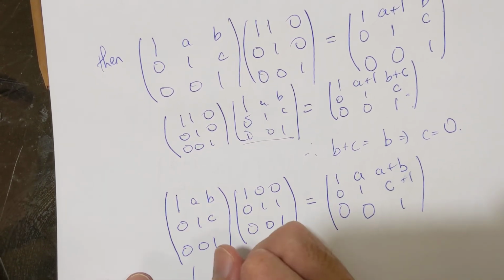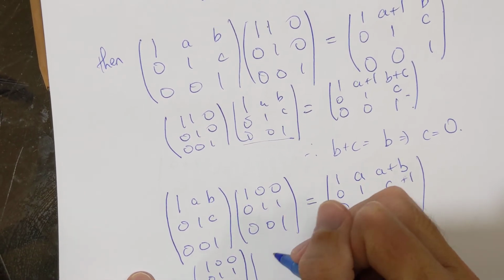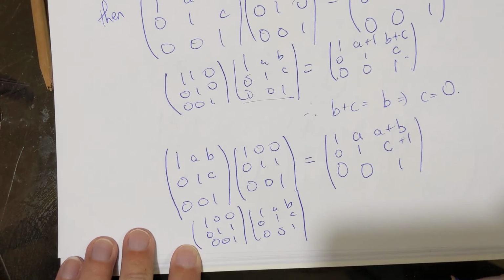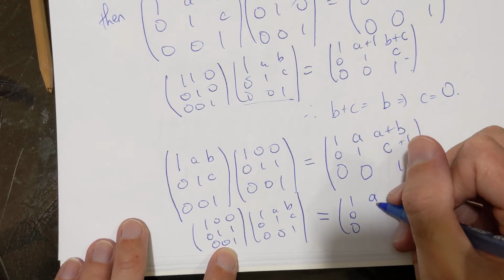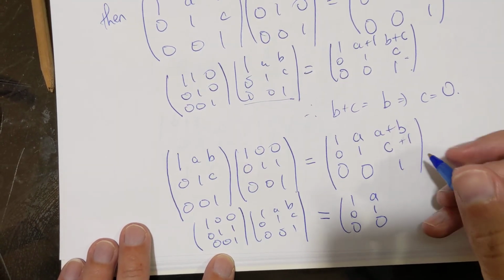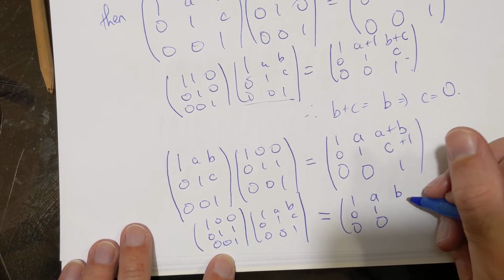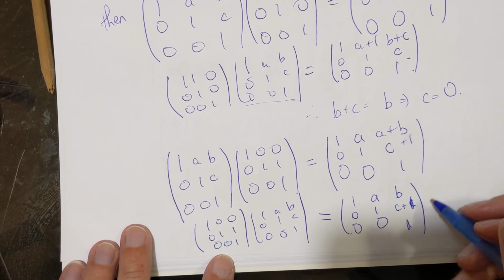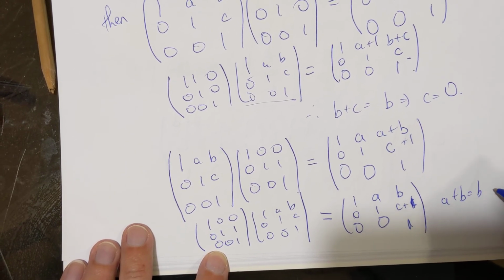And if you do it the other way, you get A, 1, 0, and then you get B, C plus 1, and then 1. In other words, A plus B equals B. So that implies that A equals 0.